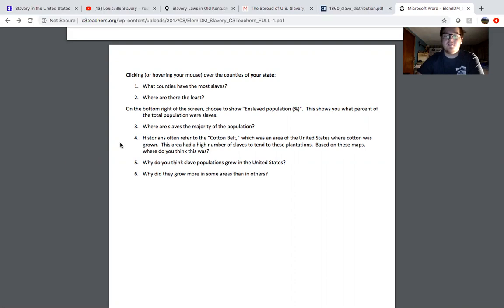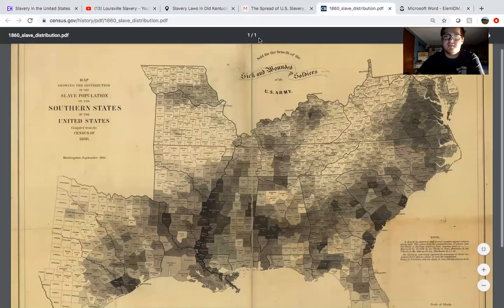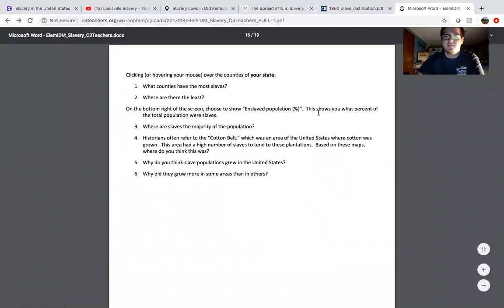So historians often refer to the Cotton Belt. We talked about the cotton gin and Eli Whitney. A few of you had that for your inventor during your Industrial Revolution projects, so you should be an expert on this. Why do you think we call it the Cotton Belt? A lot of cotton production, obviously, an area of the United States where cotton was grown. This area had a high number of slaves due to these plantations. They needed these slaves to run the plantations. Based on these maps, where do you think this was? Cross-reference this and this to see where most of the slaves were.